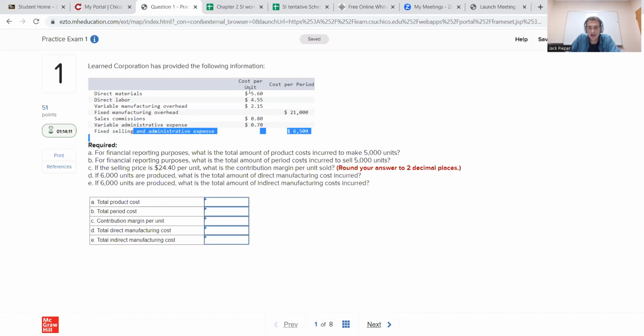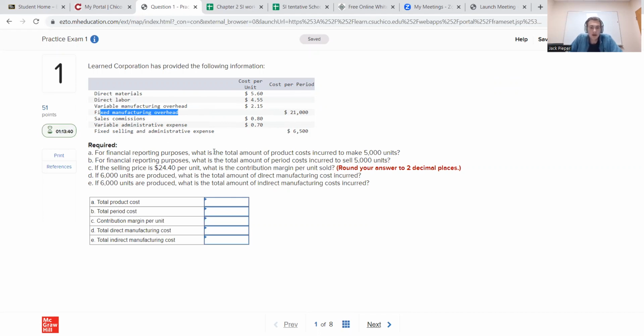If you had just the cost per unit, how you would find out the fixed manufacturing overhead and the fixed selling and administrative expenses is there'll be an activity level somewhere up here. You just take the fixed manufacturing overhead cost per unit, multiply it by that number of units, and that's your fixed cost for the entire problem. Same for the selling administrative expenses. Once you find your fixed expenses, they do not change, because fixed costs stay the same as long as you're within the activity level.